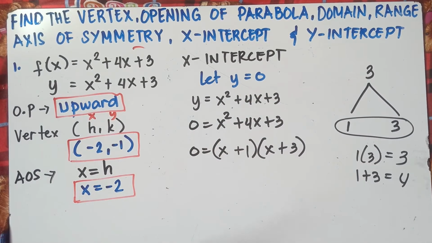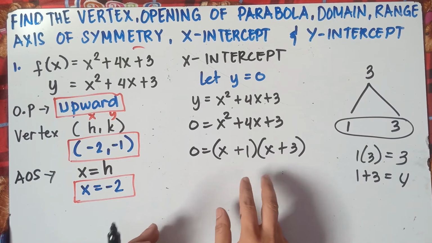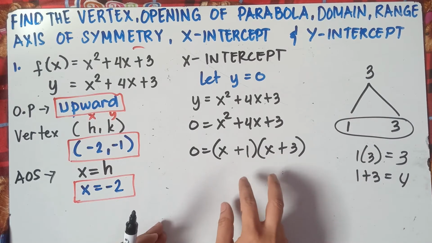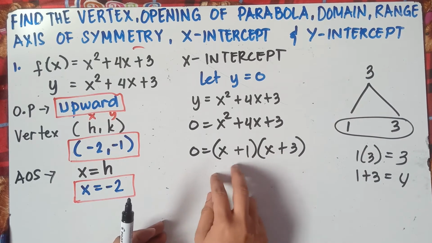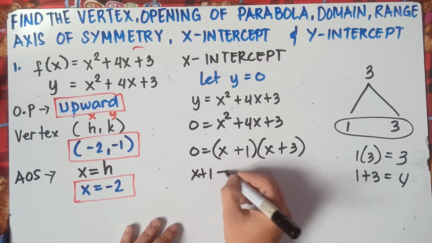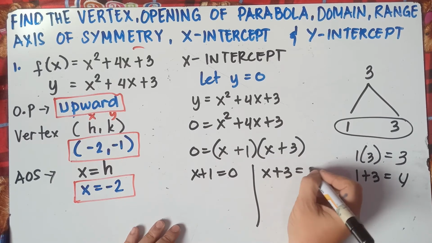Alright, so to get the value of x, you equate this one, class, to 0. I know that you know this one, class, because we already did factoring before going to this topic, quadratic function. So to find the value of x, equate to 0. This will be x plus 1 equals 0, and the other one, x plus 3 equals 0.